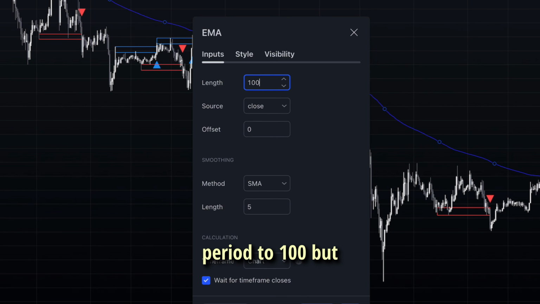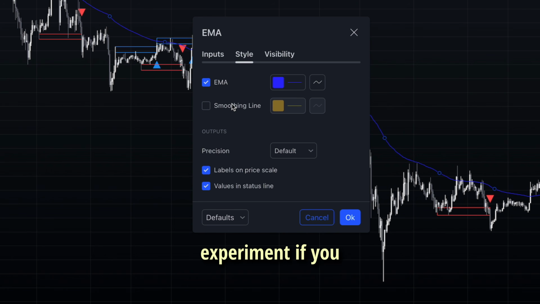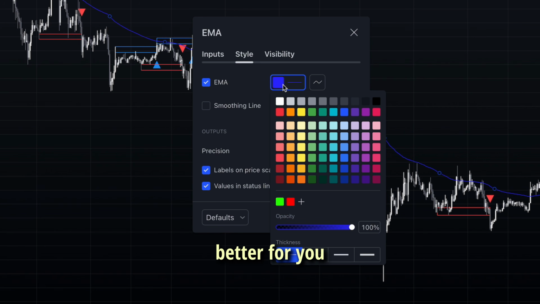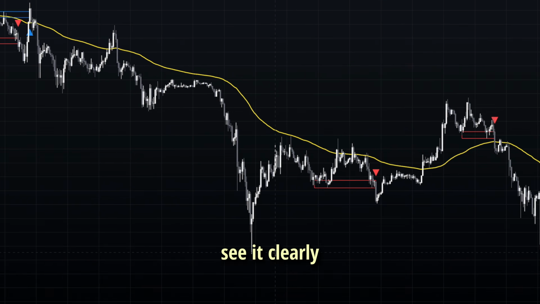Let's adjust the period to 100, but hey, you're free to experiment if you think other periods would work better for you. I'll also change the color to yellow and make the line thicker so you can see it clearly.